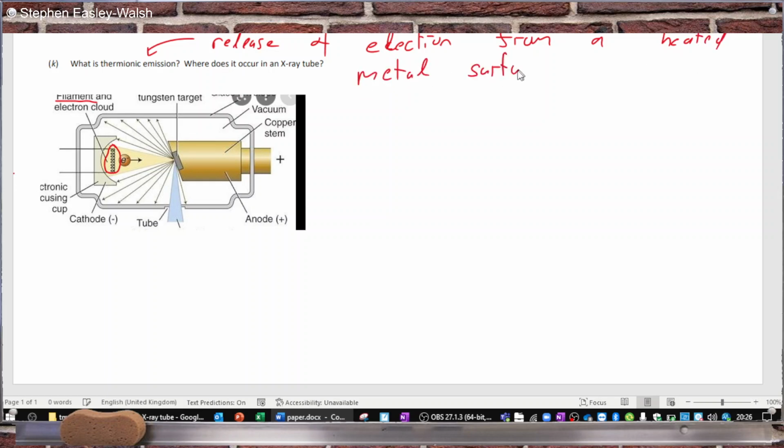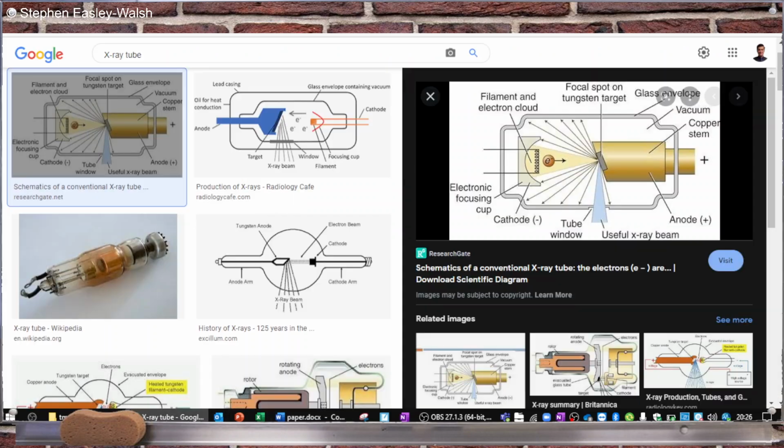It's a little bit like the photoelectric effect. In the photoelectric effect, electrons are freed from the surface by photons, whereas in thermionic emission, the electrons are freed from the metal surface because the metal surface is heated up and the electrons gain the energy they need to be ejected. Okay.